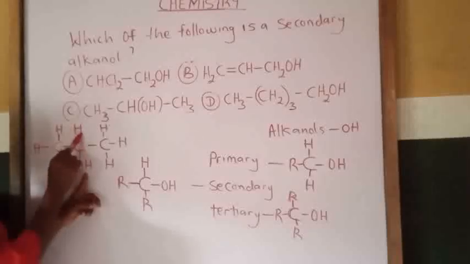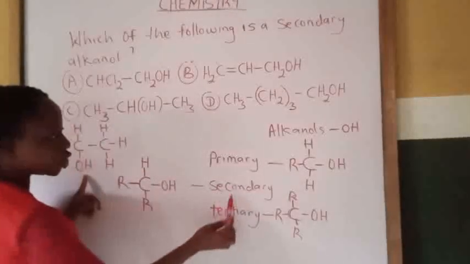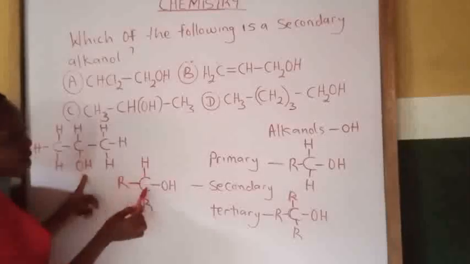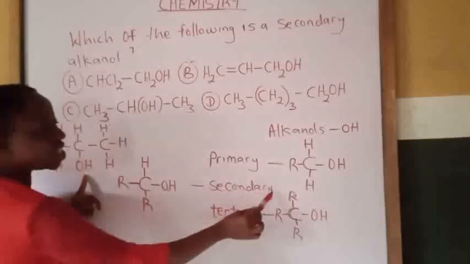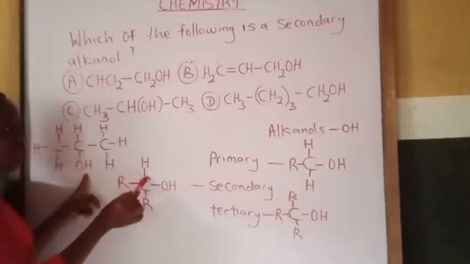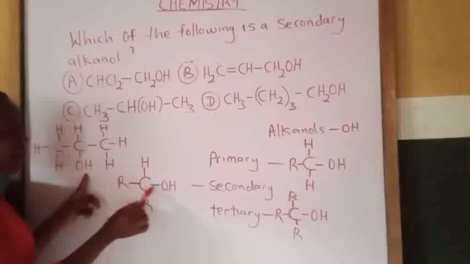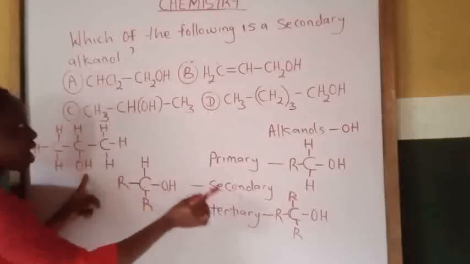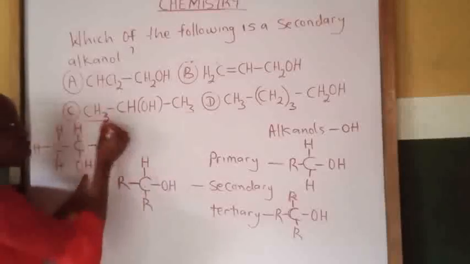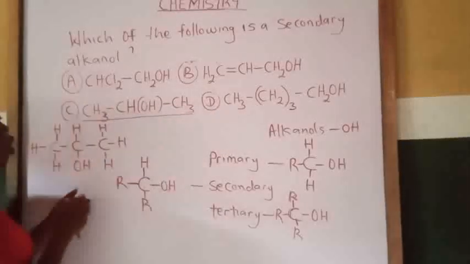Just only 1. When we have only one hydrogen on the carbon atom that holds the functional group, you call it a secondary alkanol. Only one hydrogen atom is attached to the carbon atom holding our functional group, so we call it a secondary alkanol. Therefore, the correct option is C. Let's try option D.